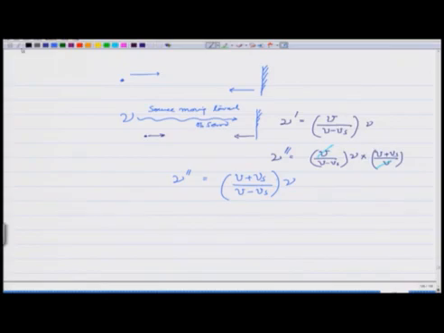A variation of this could be that the wall is moving towards the person, towards the source, and the source is just standing. In that case also you can show that this is going to be v plus v wall divided by v minus v wall times nu. That is the frequency that the person is going to hear.